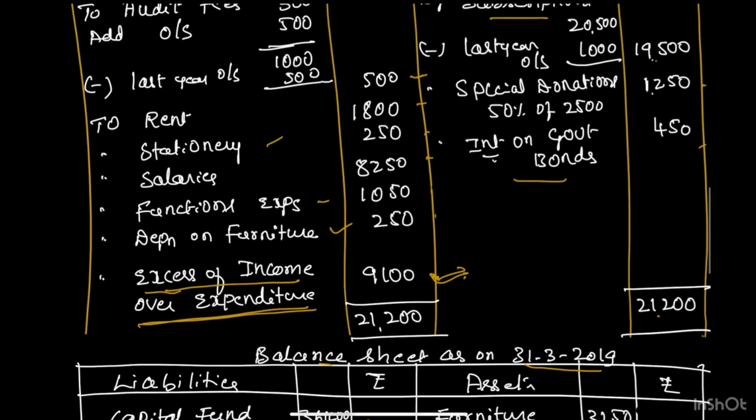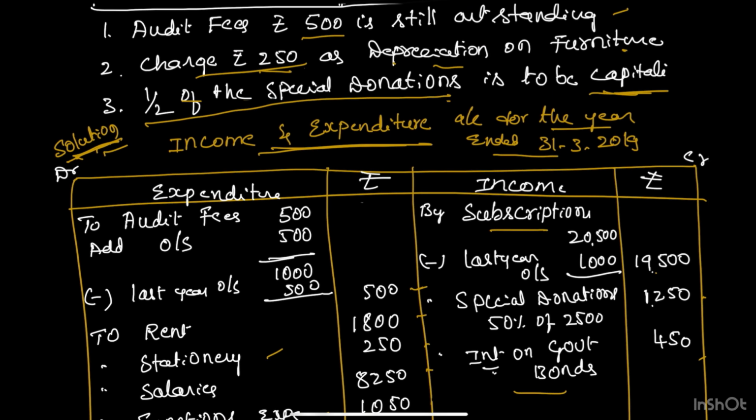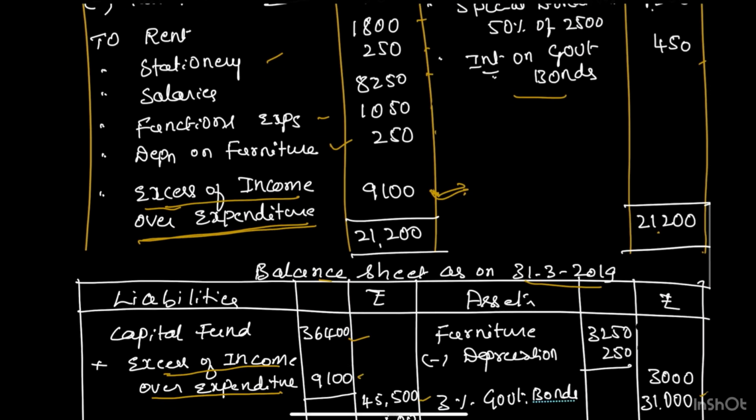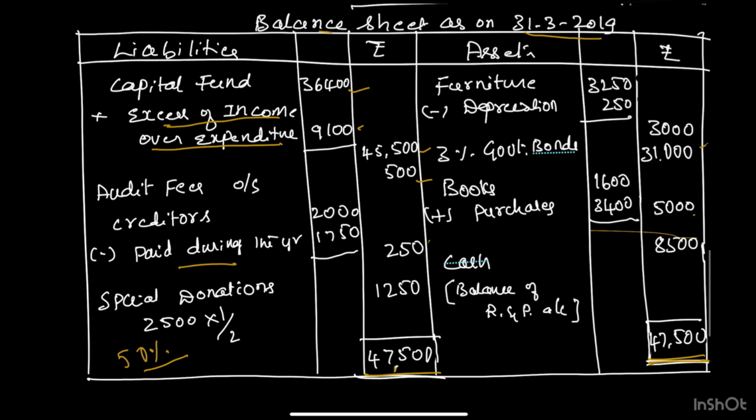The payment side shows it. The payment done to creditors during the year, 1,750, is to be subtracted, and the net amount of creditors is to be taken. Special donations: only 50% is to be taken, 50% revenue and 50% capital. The capital portion is taken here.